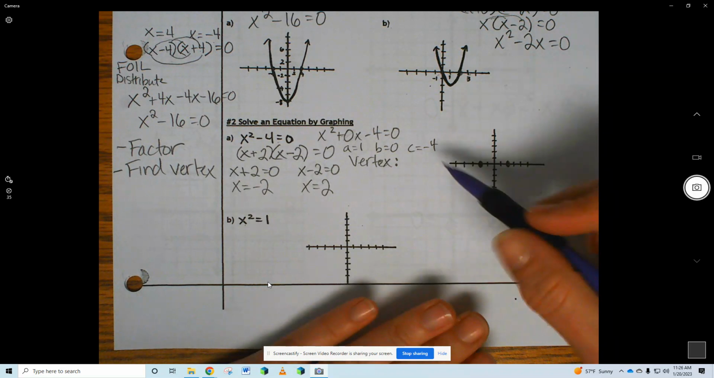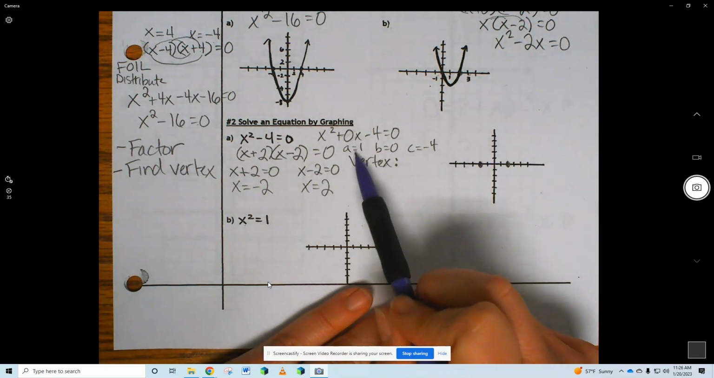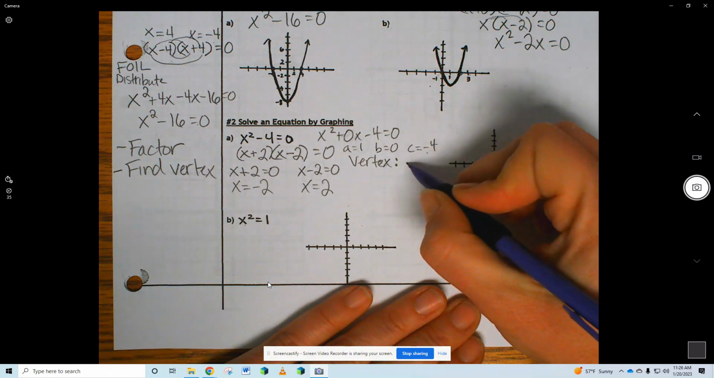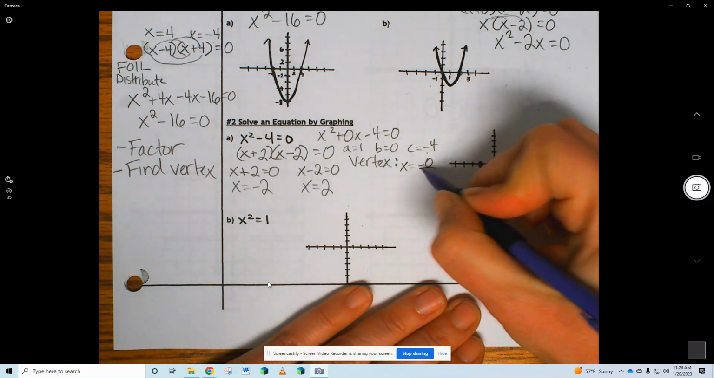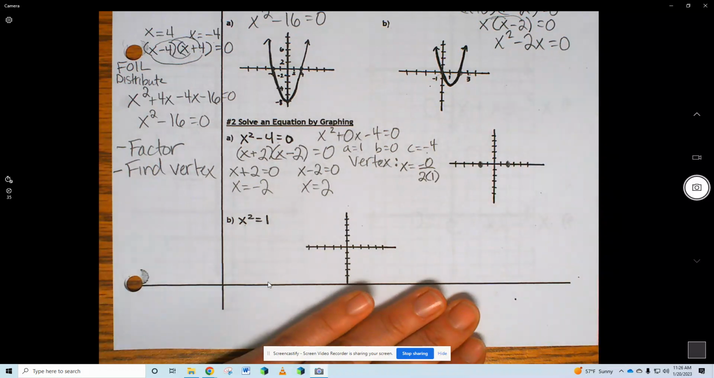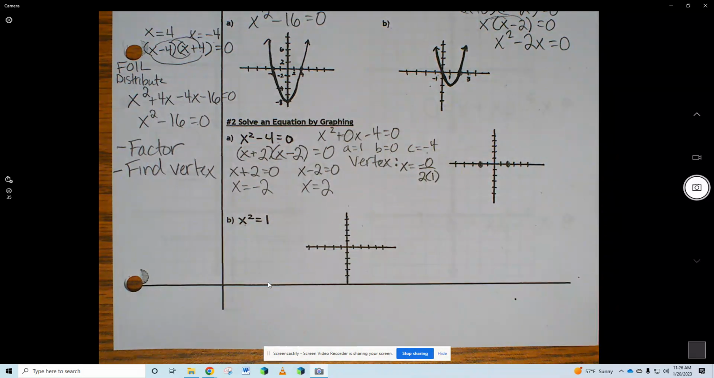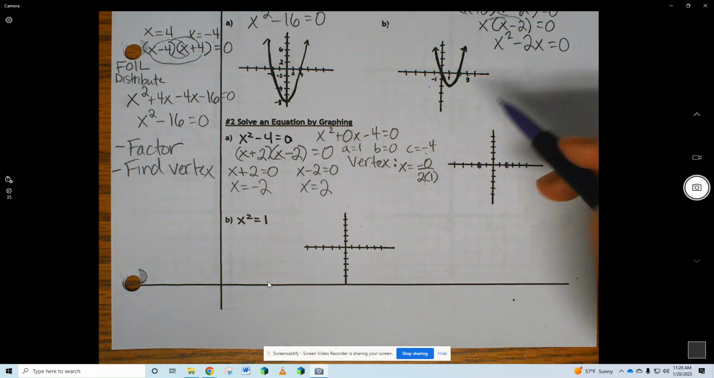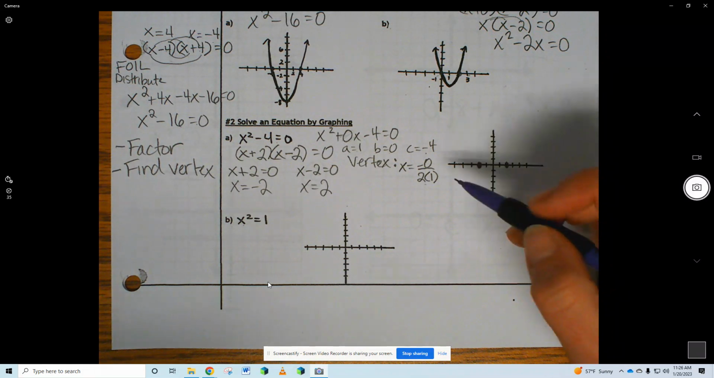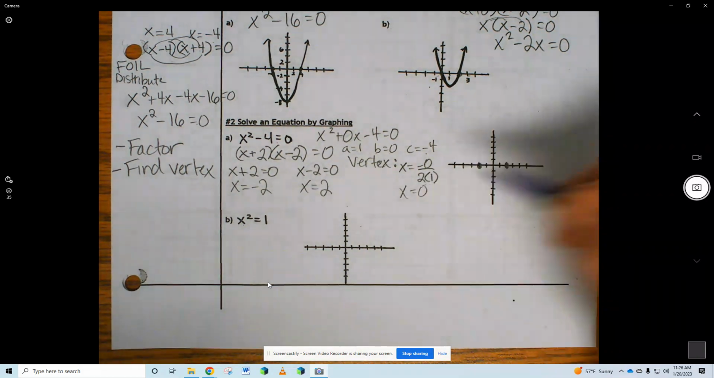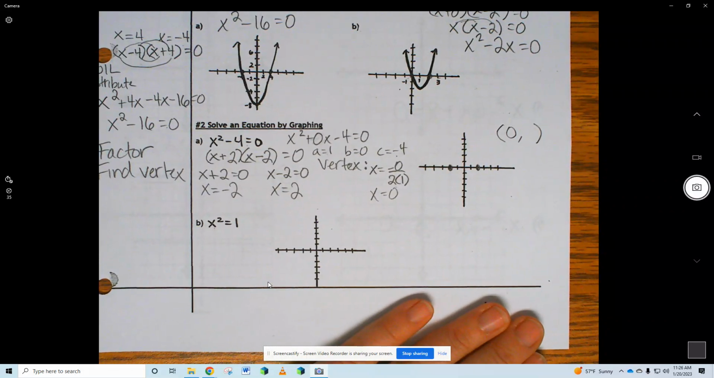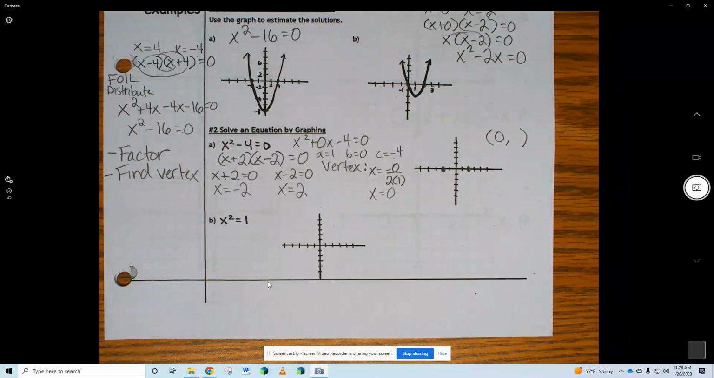Okay, negative b over 2a. Here's my a equals 1, b equals 0, c equals -4. X equals -0 over 2 times a, 2 times 1. Zero divided by 2, what's that? 0. X equals 0. So my vertex is halfway done. 0, comma, I don't know.